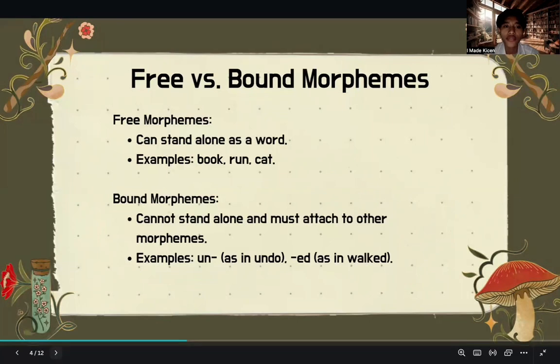The next slide is free versus bound morphemes. The free morphemes can stand alone as a word. For example, book, run, and cat. Bound morphemes cannot stand alone and must attach to other morphemes. The examples are un- as in unhappy, in- as in welcome.